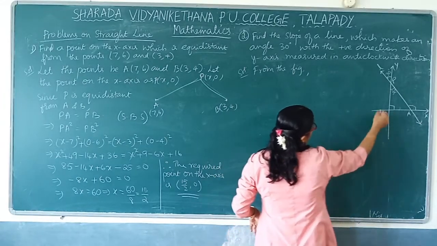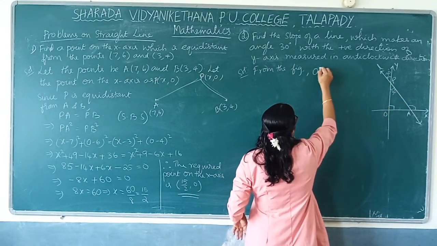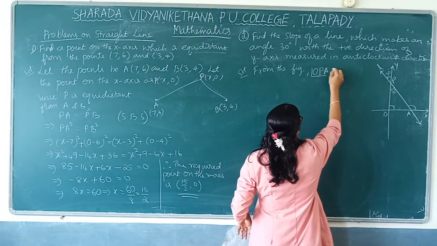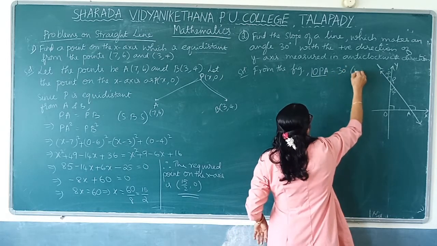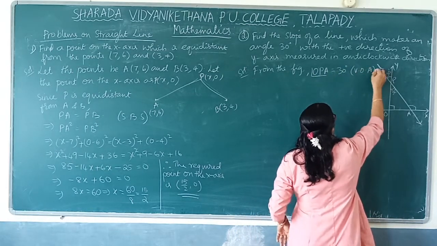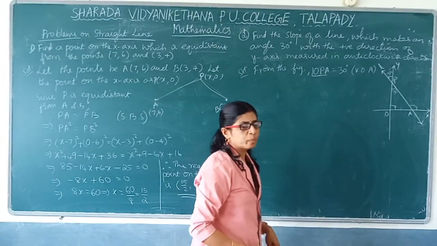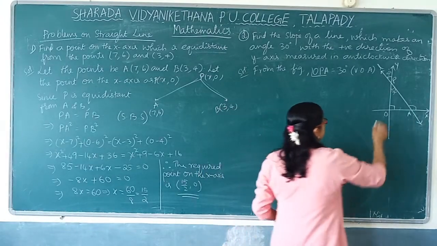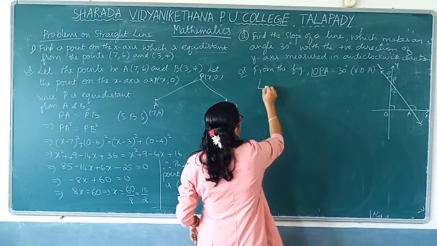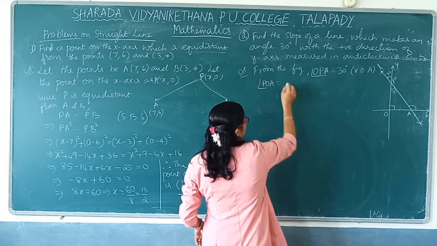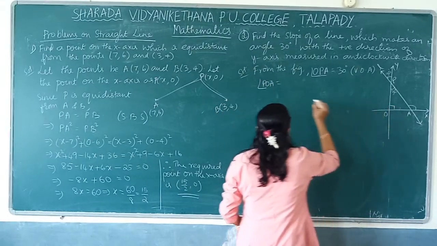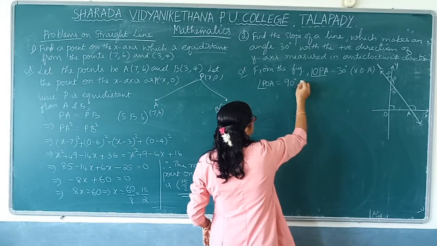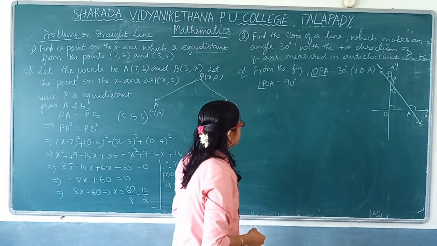What can you say? Angle OPA is equal to 30 degree. Why? Vertically opposite angles. You might have studied vertically opposite angles in previous standards. Then what is angle POA? The x-axis and y-axis are always perpendicular to each other, so angle POA is 90 degree.